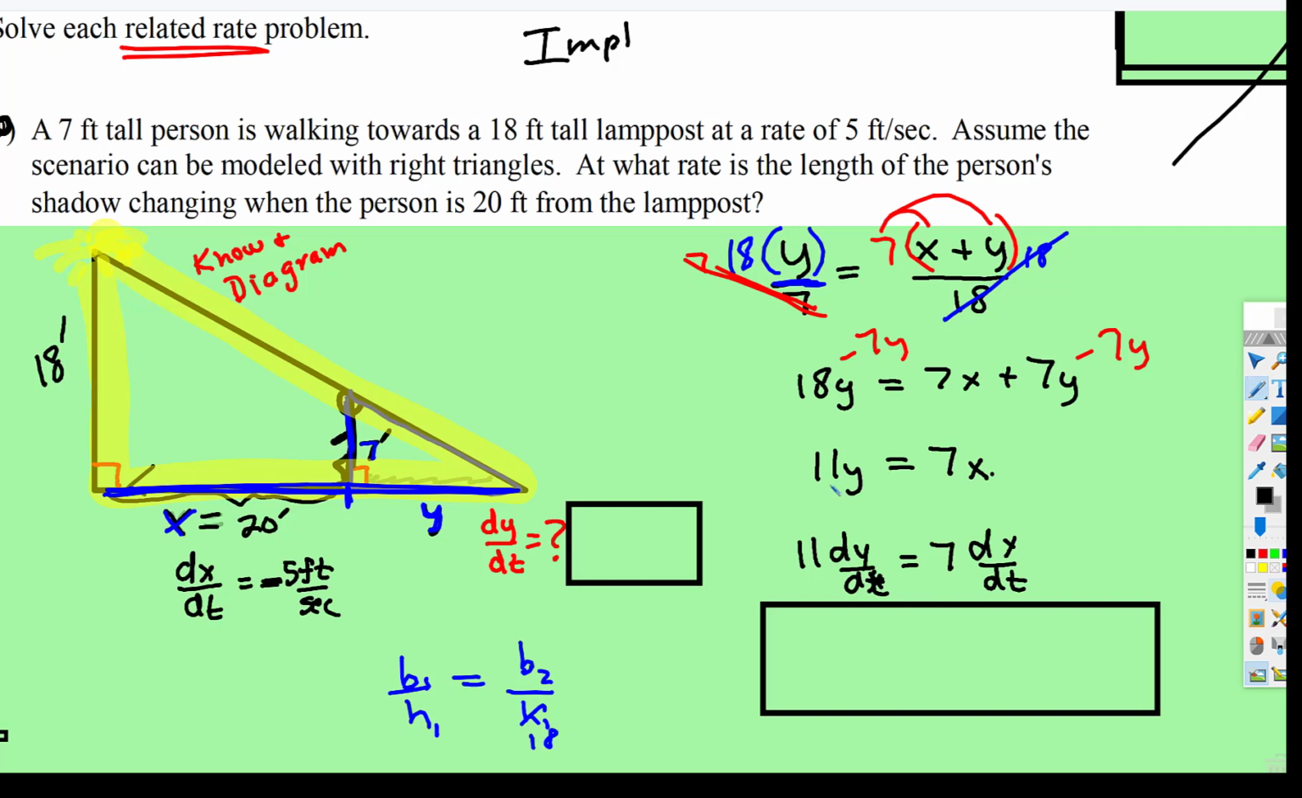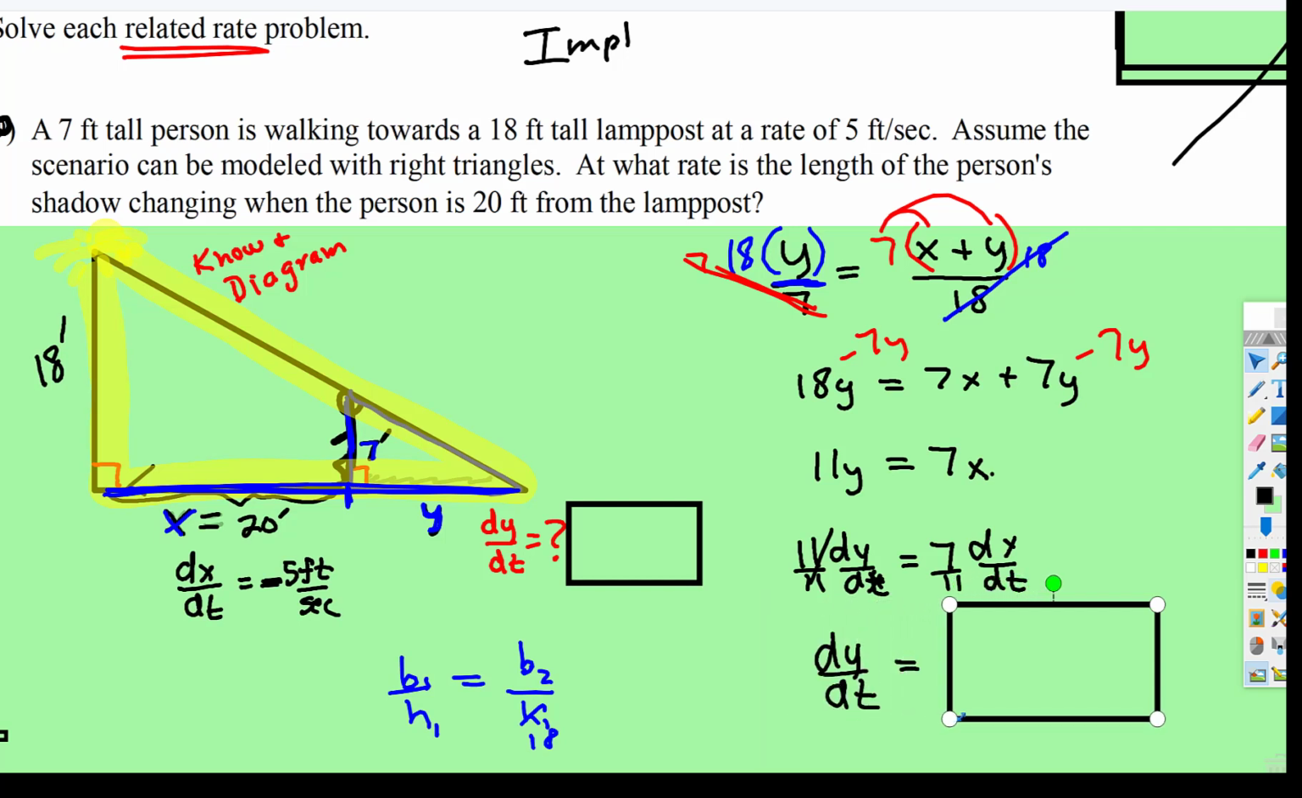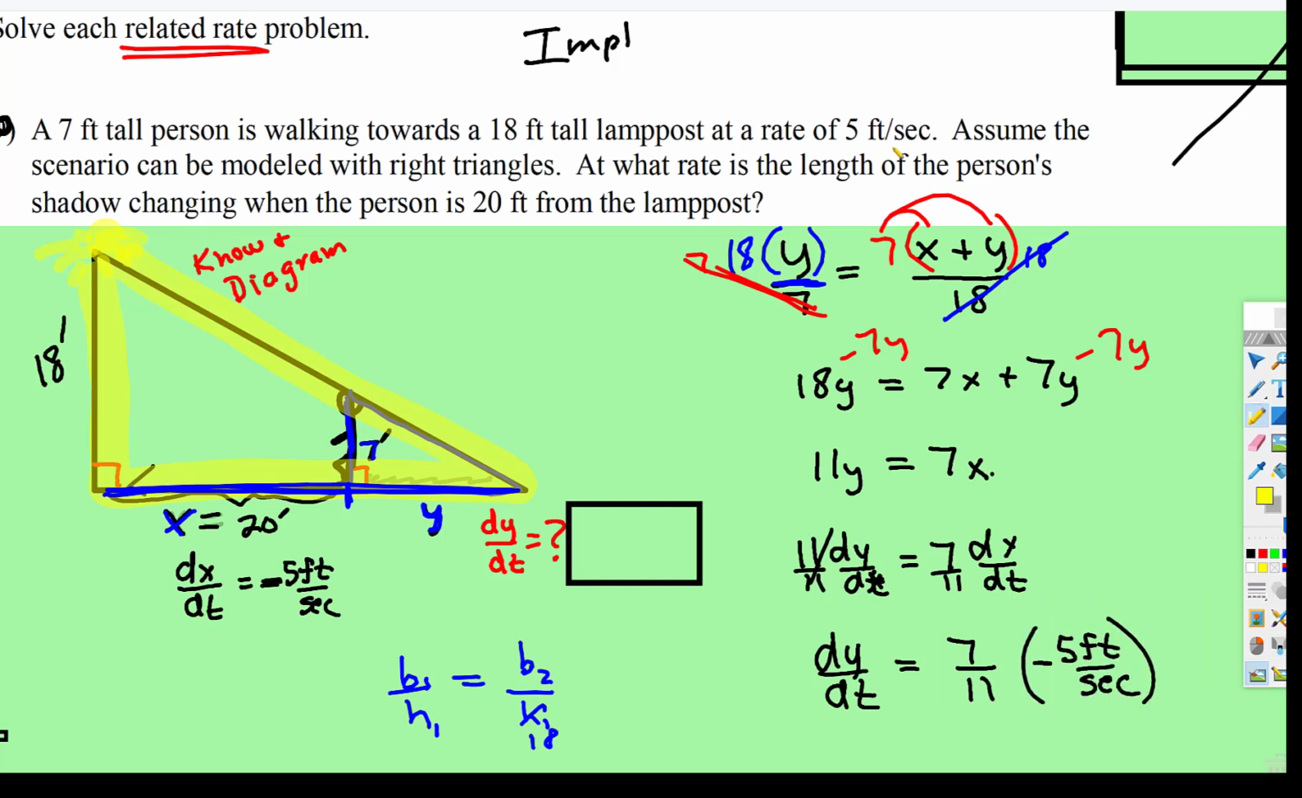Okay, so when we take the derivative of 11y implicitly, it becomes 11 dy/dt. We take the derivative of 7x, it becomes 7 dx/dt. Well, it's the dy/dt that we're looking for, so we're going to divide both sides by 11. And then we can substitute what we know. So dy/dt is equal to 7/11 times dx/dt.